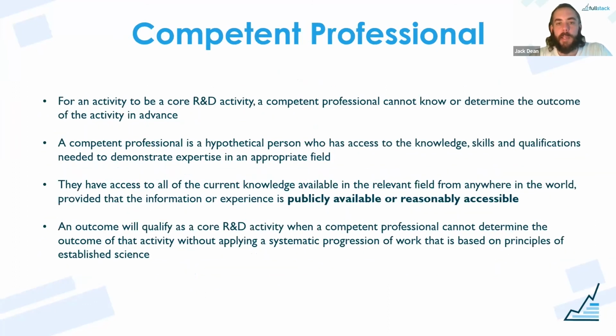The competent professional test has been reworded. So the competent professional is this idea of someone that has experience in the particular field, in the domain, the scientific domain that you're working in, and that has access to the information and experience that is publicly accessible, publicly available, or reasonably accessible. So what would a competent professional in the particular field be able to produce without going through a similar process of systematic progression of experimental research and development that you're required to do?